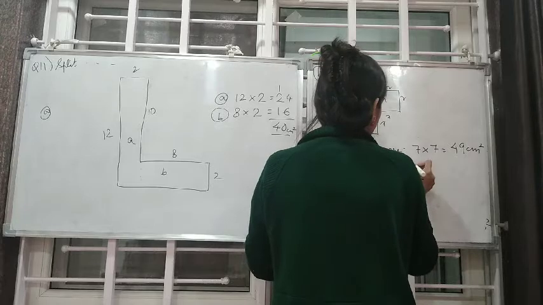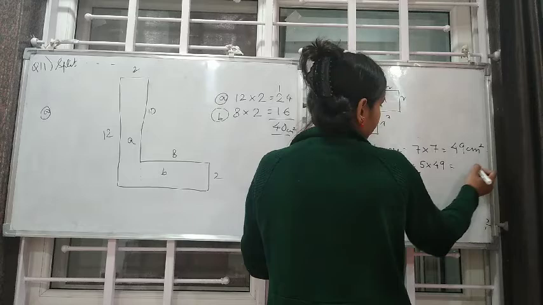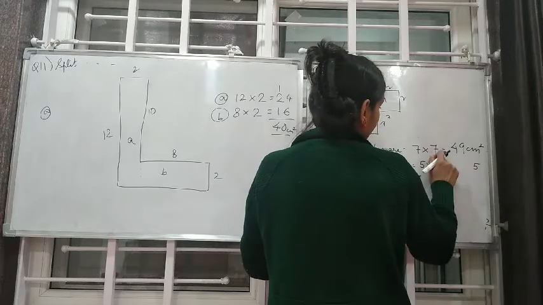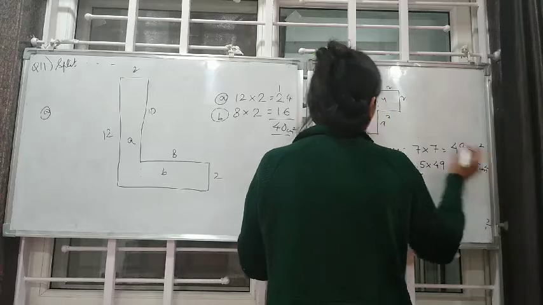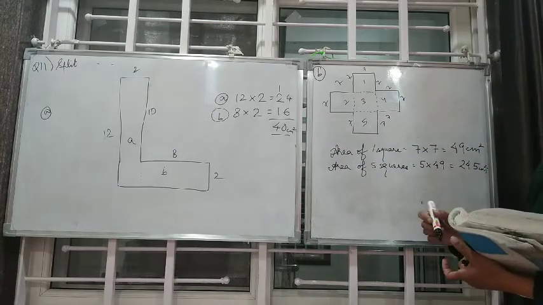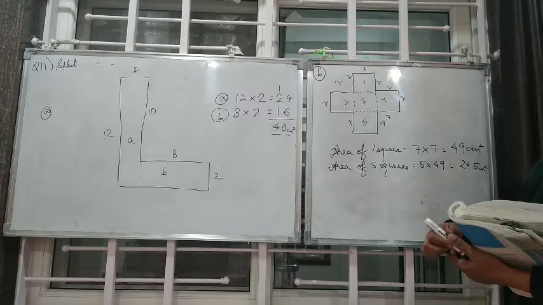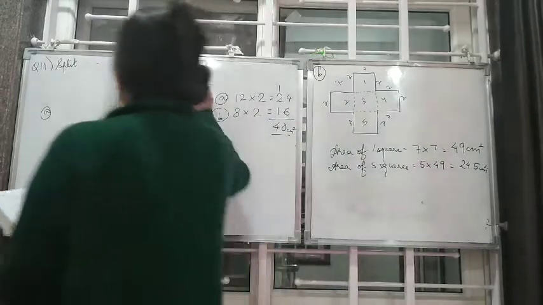So area of 5 squares. In total we have 5 squares here. So 5 into 49. 5 nines are 45. 5 fours are 20. Plus 4 to 245 centimeter square. Okay. So this completes the B part. We are doing it in book only. Now we start with the C part.